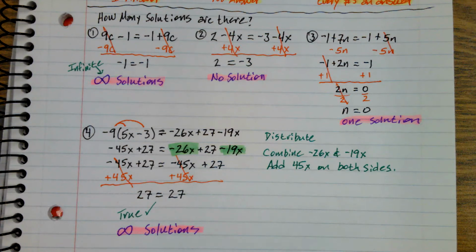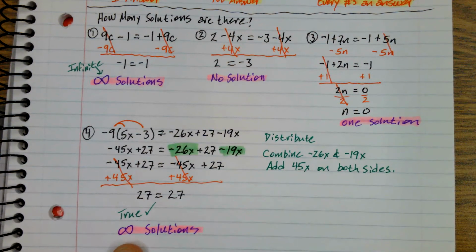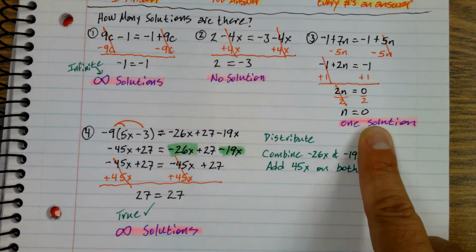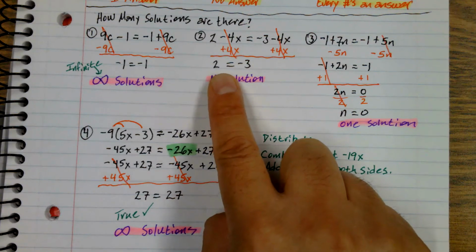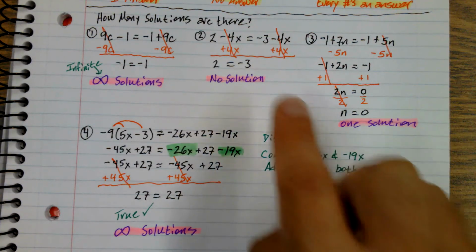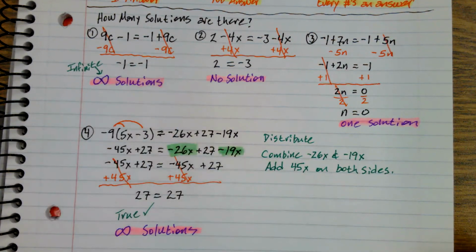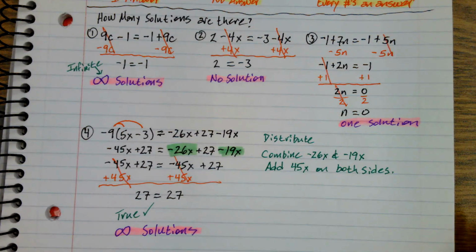Okay, so on the assignment and on the test, you're going to have some questions where you're asked, how many solutions are there? And this is what you're going to look out for. If it works out to x equals something, you got one solution. If it works out to a nonsense statement, like 2 equals -3, no solutions. If it works out to a true statement, the identical same number on both sides with the equal sign, then you have infinite solutions. Any questions on that?